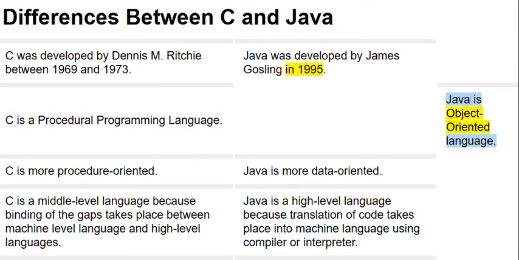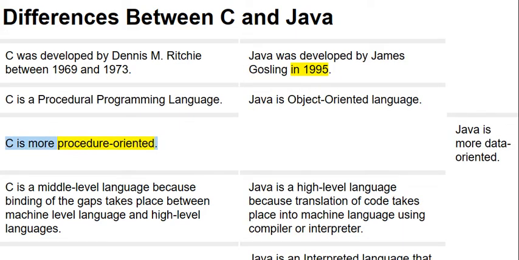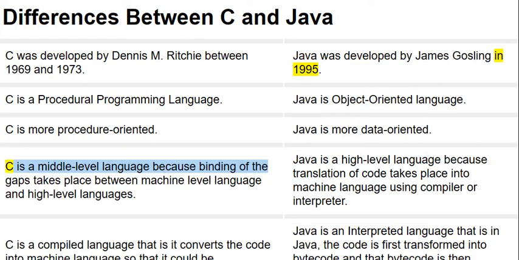Java is an object-oriented language. C is more procedure-oriented. Java is more data-oriented. C is a mid-level language because binding of the gaps takes place between machine-level language and high-level languages. Java is a high-level language because translation of code takes place into machine language using a compiler or interpreter.